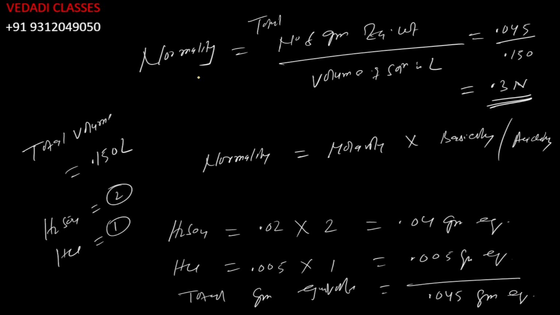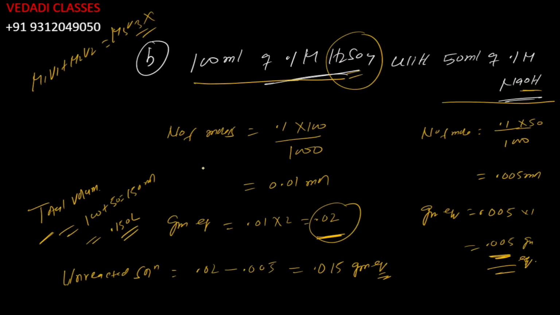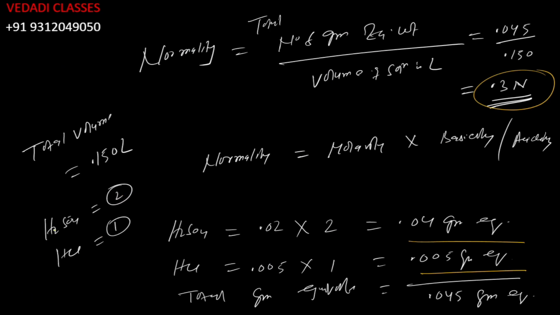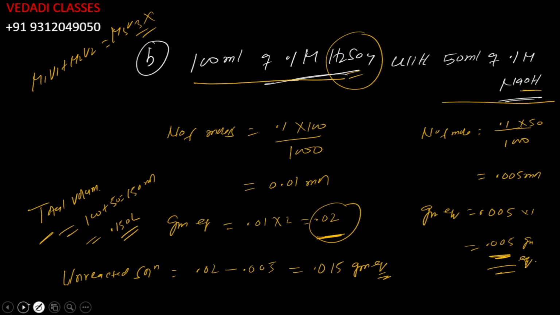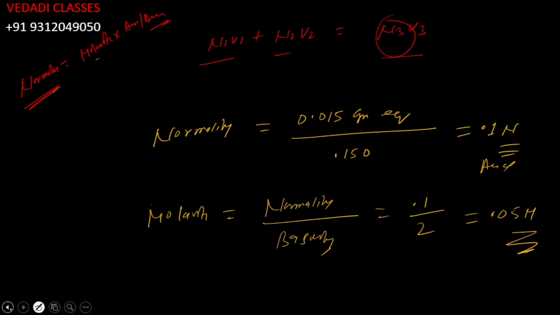And for the normality, you have to find out the gram equivalent by multiplying the number of moles by the basicity or acidity. So you will get the gram equivalent, put the values in the equation, and you will get the normality. Or you can use N1V1 plus N2V2 is equal to N3V3. For that you have to find out the normality of both by using the formula: normality is equal to molarity into acidity or basicity.